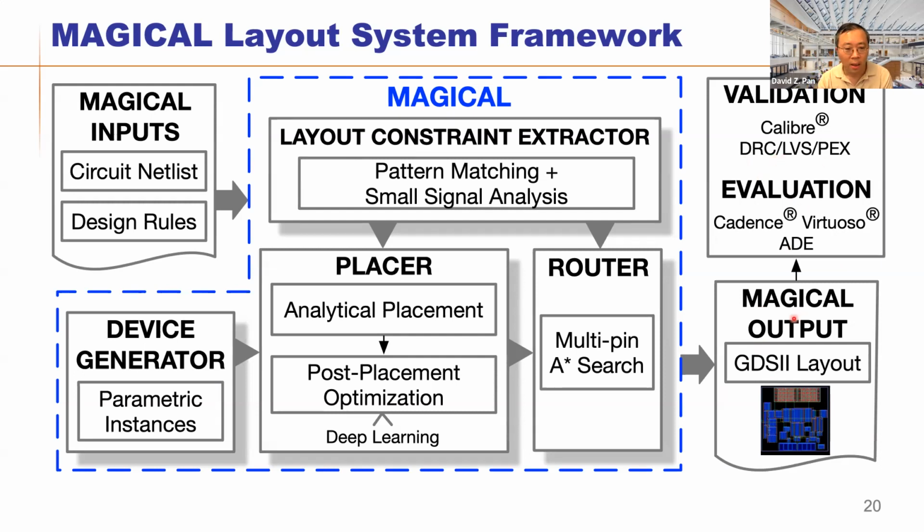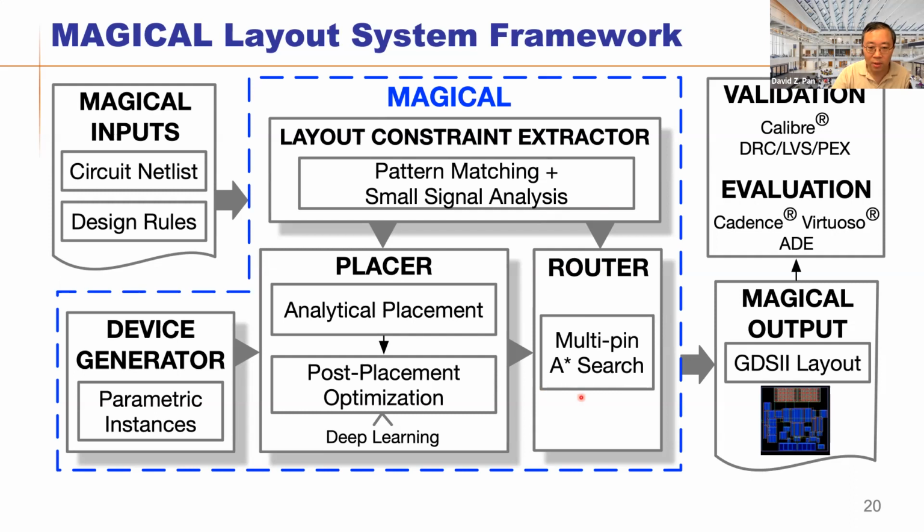In this process, of course, there are a lot of components in MAGICAL. I won't have time to show all the details, but the key idea is that we use analytical techniques, analytical placement, like what I showed in DREAMPlace, but for analog designs. So you will have a bunch of constraints, for example, symmetry constraints and pattern constraints, and so on and so forth, right?